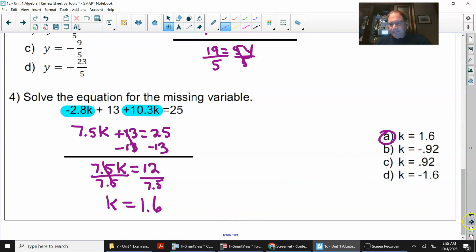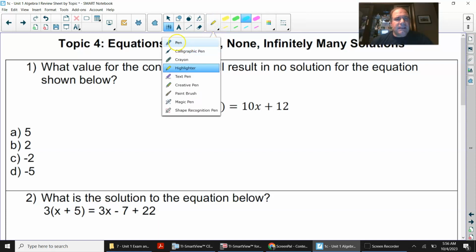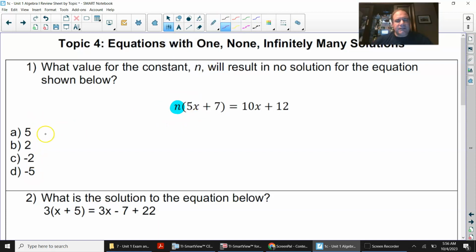All right. Okay, topic number 4, one, none, and infinitely many solutions. What value for the n, the constant, will result in no solution? So we're going to talk about no solution, and they just want to replace n with one of these numbers.